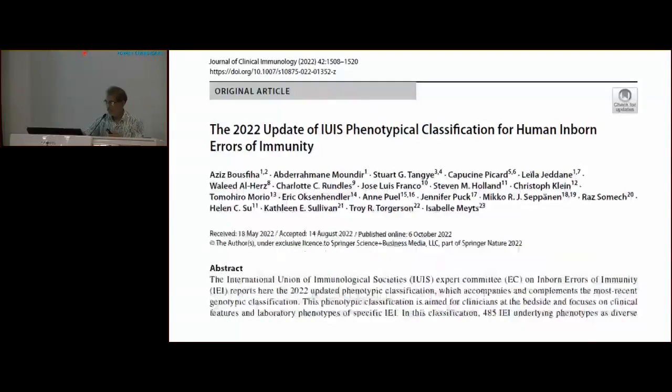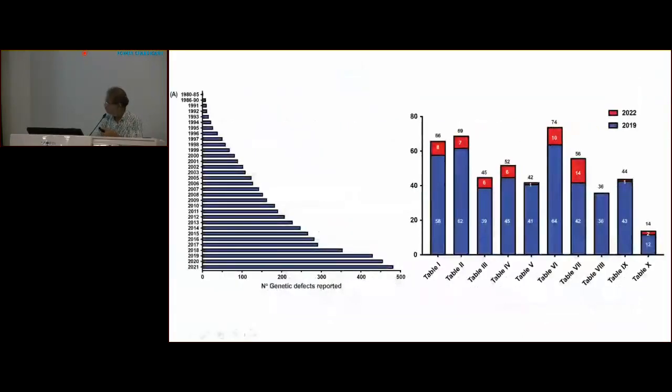So as you can see from the figure here, in the early 80s, there were only a few cases, probably less than 10 cases, which were described. And then from 2010, there has been an exponential increase in the number of PIDs that have been described.